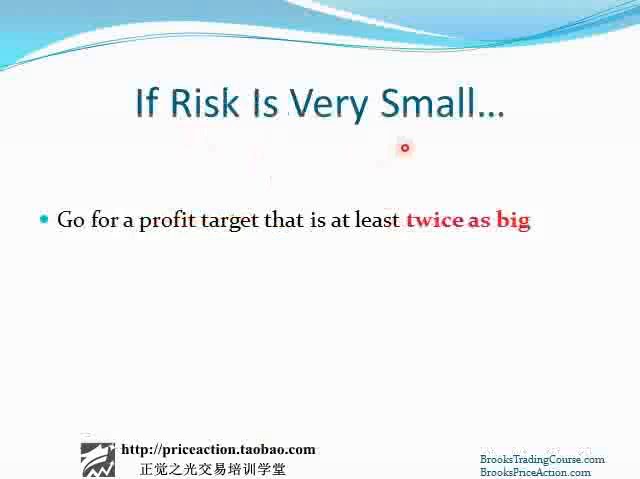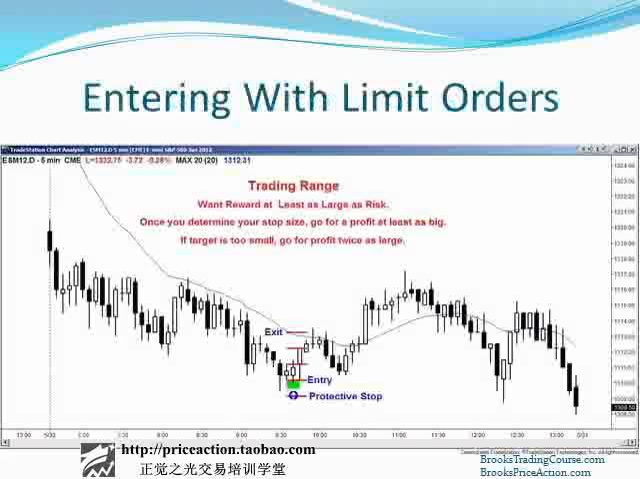If the risk is very small, you should try to go for a bigger profit target, like twice the size of the risk. So for example, let's say you bought on a limit order at the low of this bar, betting that it would be a bad short at the bottom of a trading range. Your initial stop, you might put it below the low of the day. Your risk is very small, so you might go for twice your risk.